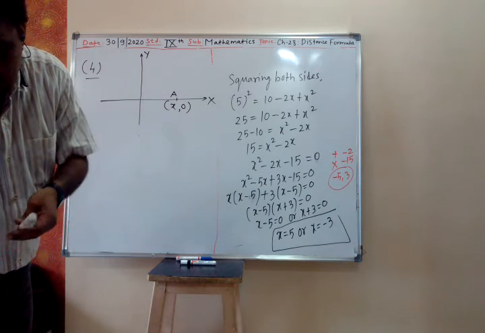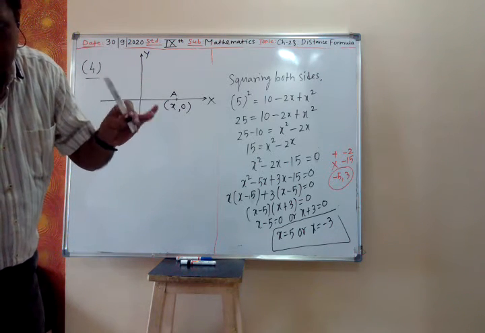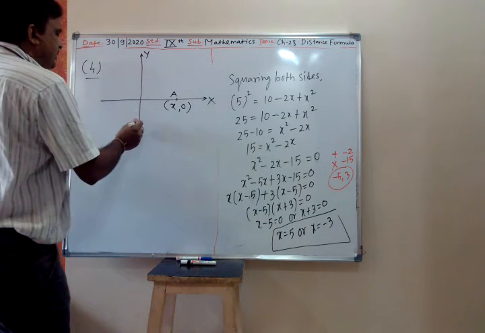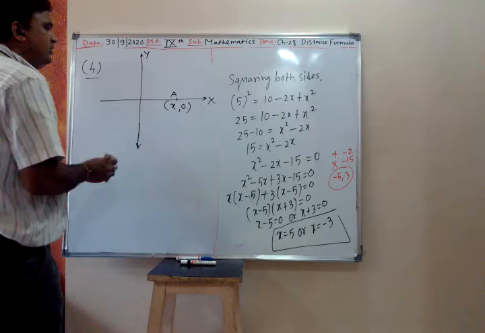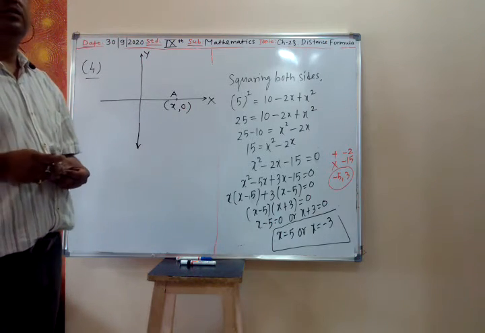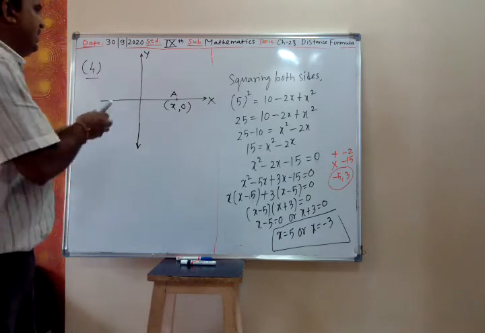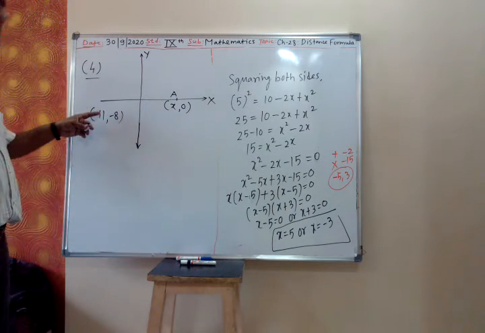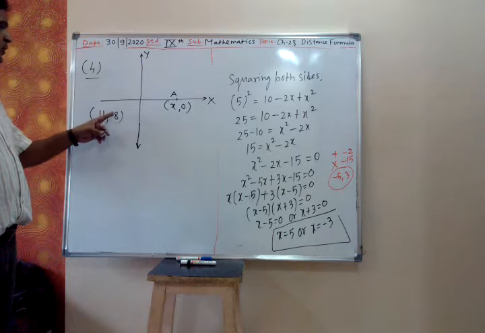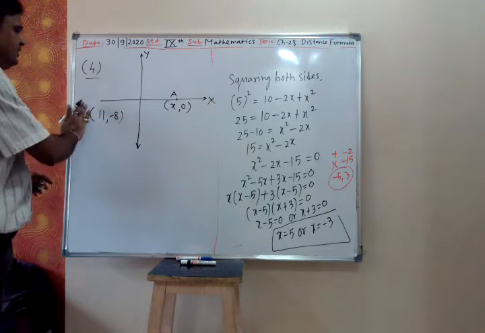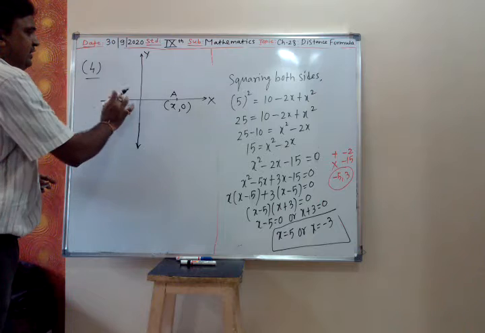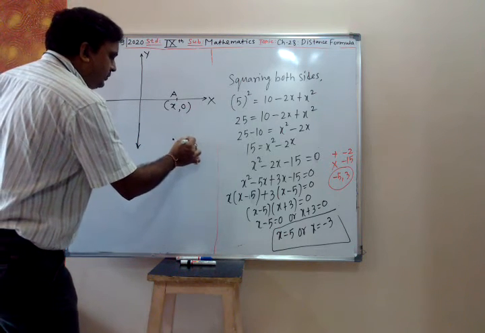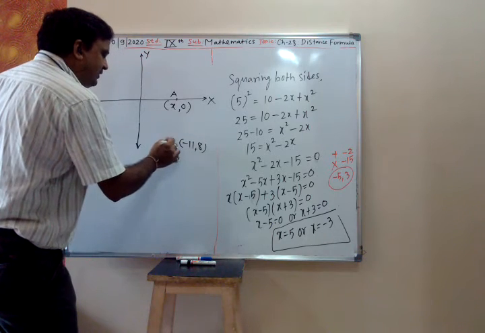Now you are given another point, (11, minus 8). Can you tell me where will be (11, minus 8)? In which quadrant? What is the sign of 11? Plus. What is the sign of 8? Minus. So where is plus, minus? In which quadrant, first, second, third, fourth? Fourth quadrant. So this is my point, and this I will take as B.